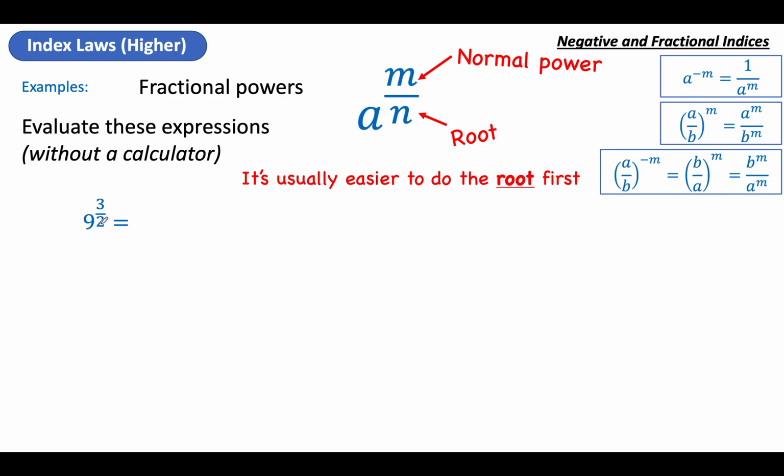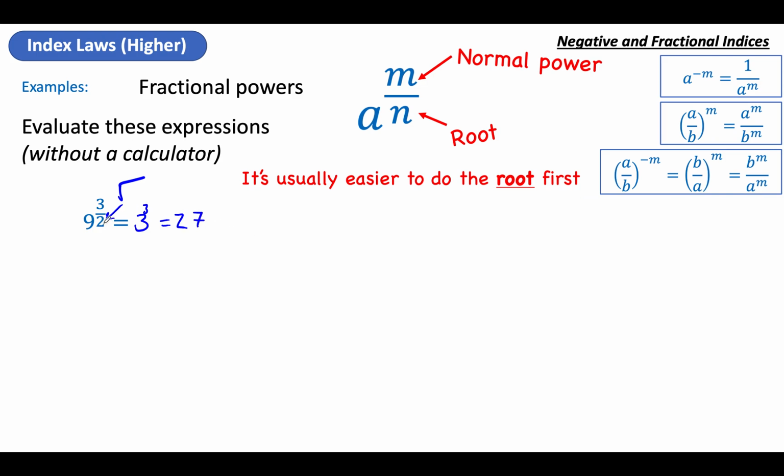So, because this fraction has a 2 underneath, that means a square root. Right? So I'm going to square root my number, which is 9. Square root of 9 is 3. Now my top power is still there. My bottom power has been used doing the square root. The top power is now there. That's why you do the root first, because now I'm just doing 3 cubed. 3 times 3 times 3, which is 27.